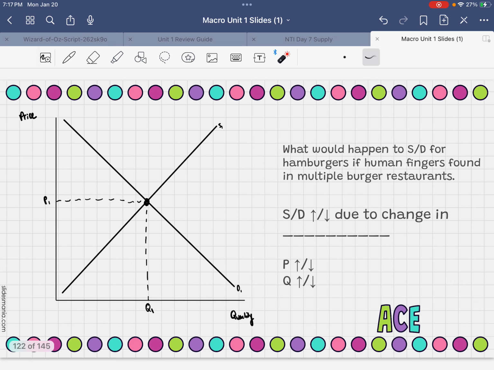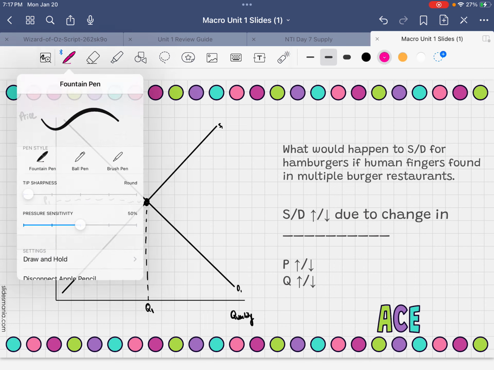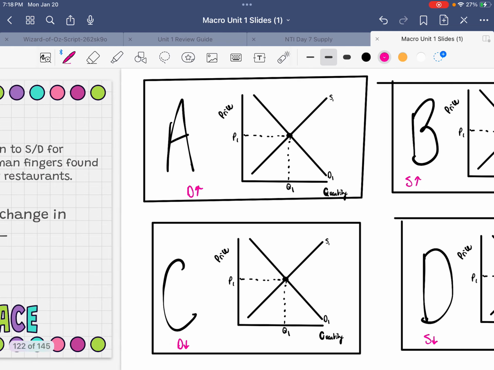Okay. Let's see if we are doing, yeah, this is going to be a demand down. Sorry to ruin it. Spoiler alert. And then we're going to move on to the activity.